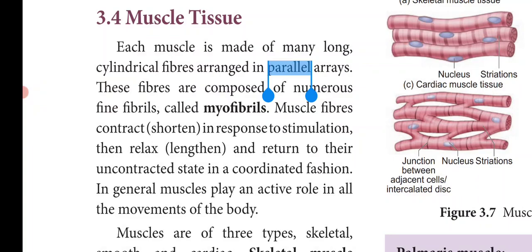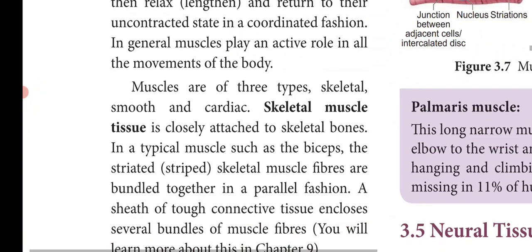The main function of the muscle fibers is to contract, shorten in response to stimulation and then relax. So the main functions of the muscles are contraction and relaxation, and return to their uncontracted state in a coordinated fashion. They play an active role in all the movements of the body. Mainly the movements of the body are performed by the muscles and the bones.